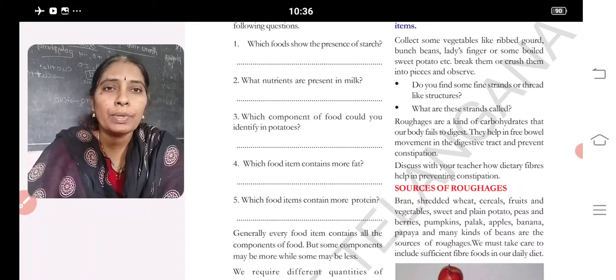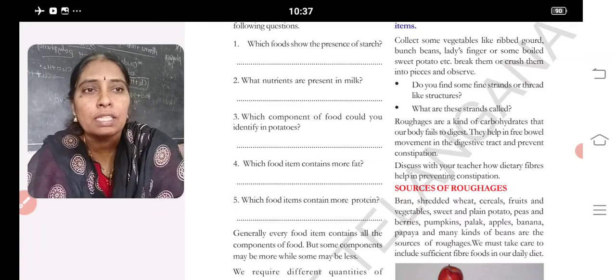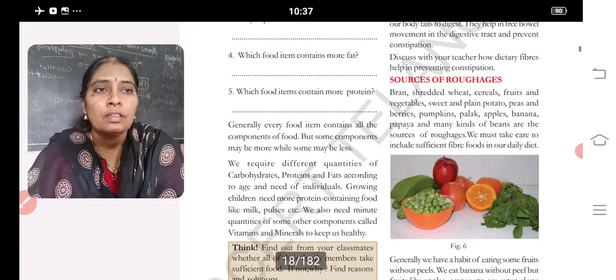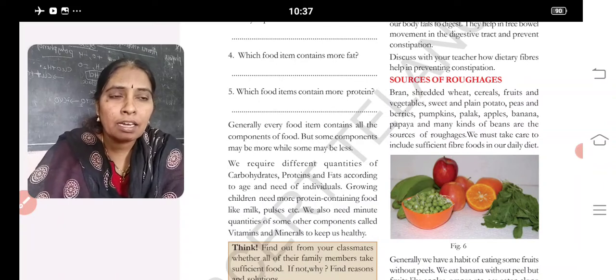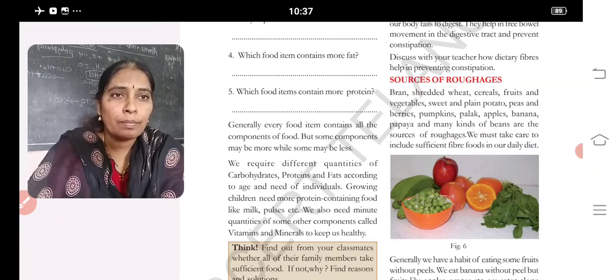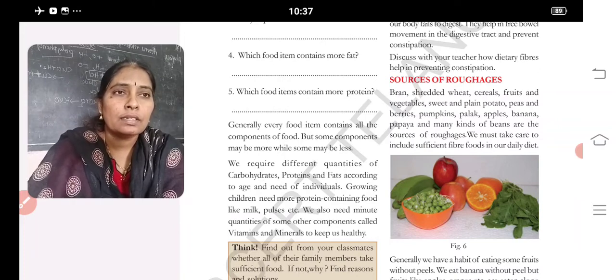So the next topic is about the roughages. What are the roughages? You can see on the screen the beans, oranges, apple, banana, raw banana, spinach, papaya, pumpkin, potatoes, peas. All these are rich in roughages.